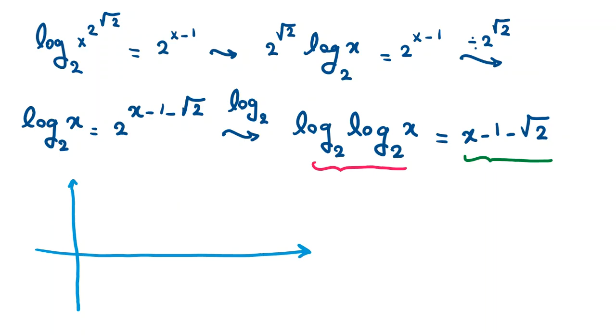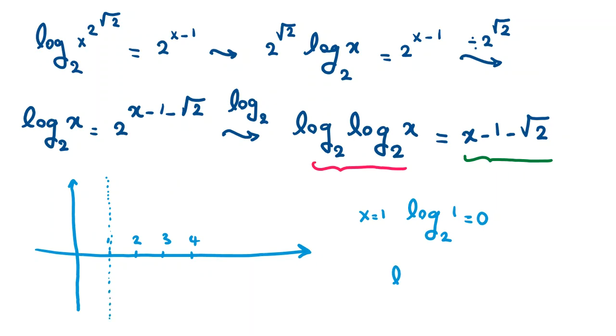Now let's consider, for example, x is 1, it is 2, it is 3, it is 4. If x is 1, we know that log 2 of 1 equals 0. And then if you take log 2 of that, it's impossible. And you can understand that the vertical asymptote is this.